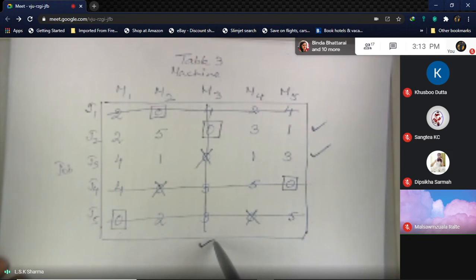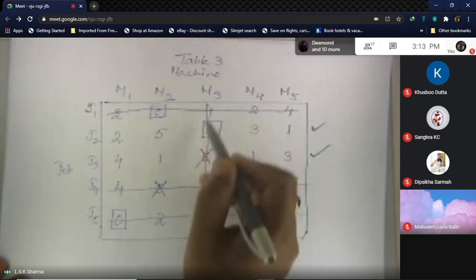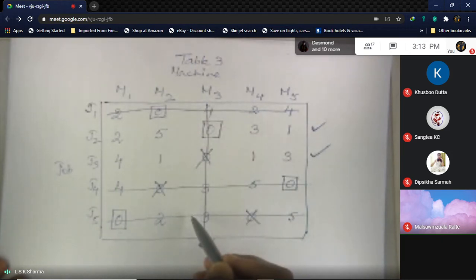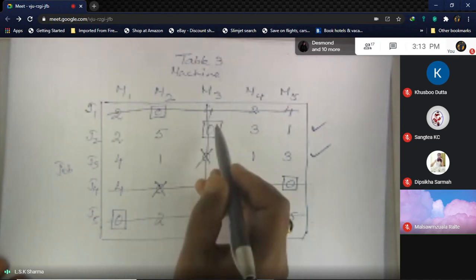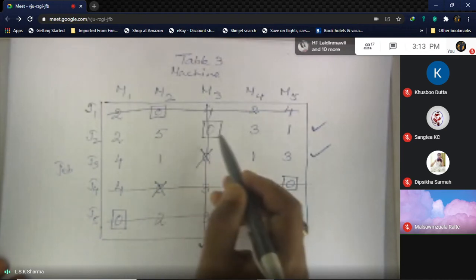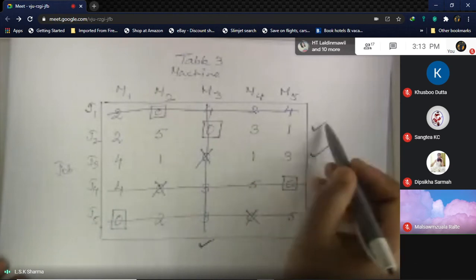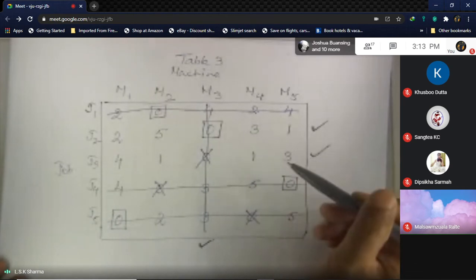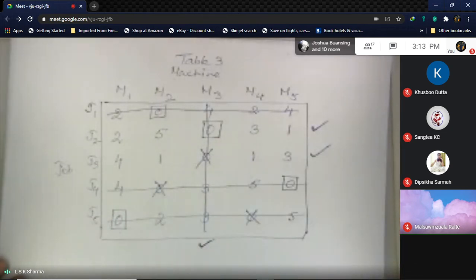Now in that marked column, if you have any assignment, meaning any zero with a square, I have this one here, so mark that row. So that has been marked. Then you have to do these three markings one after another.